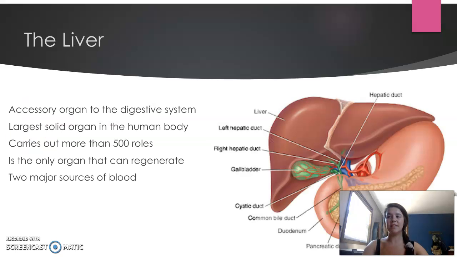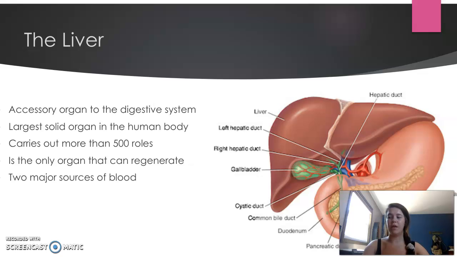The liver is an accessory organ to the digestive system that aids in digestion. It is located in the upper right quadrant of the abdominal cavity, below the diaphragm and on top of the stomach. The liver is the largest solid organ and largest gland in the human body. It carries out more than 500 roles and is the only organ that can regenerate.